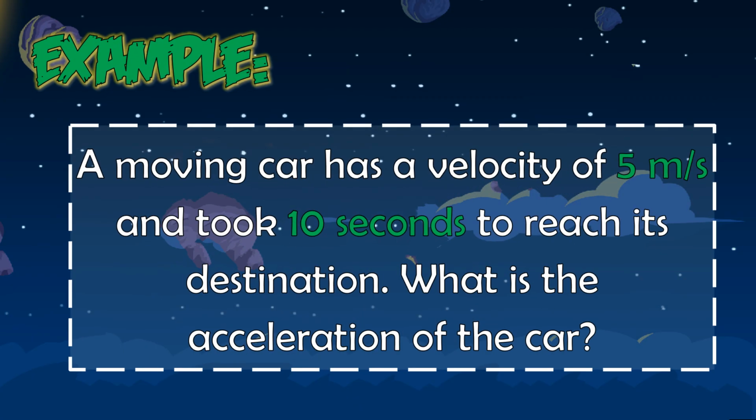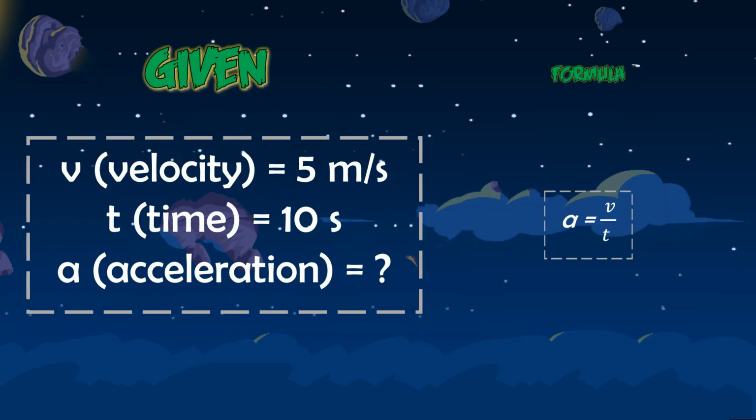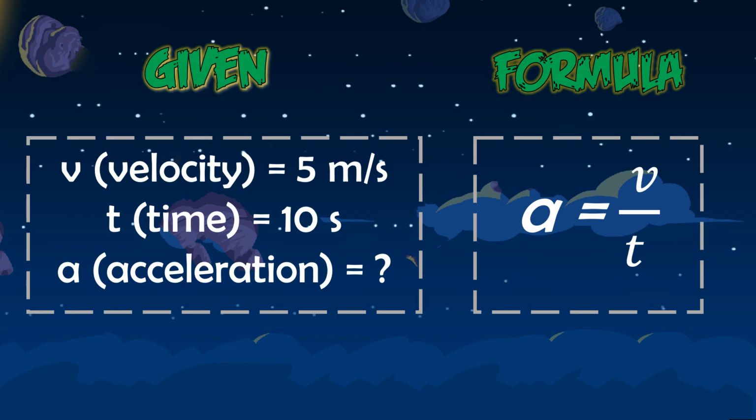Let's have an example. A moving car has a velocity of 5 meters per second, and it took 10 seconds to reach its destination. What is the acceleration of the car? The given are velocity equal to 5 meters per second, time equal to 10 seconds, and we are looking for the acceleration. The formula we are going to use is acceleration is equal to velocity over time.